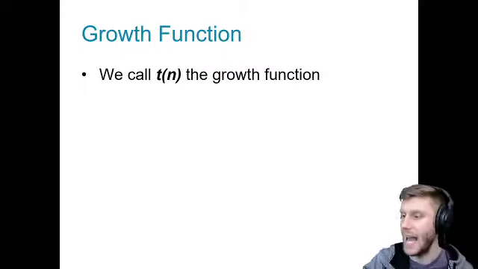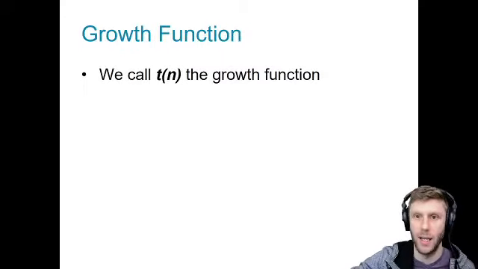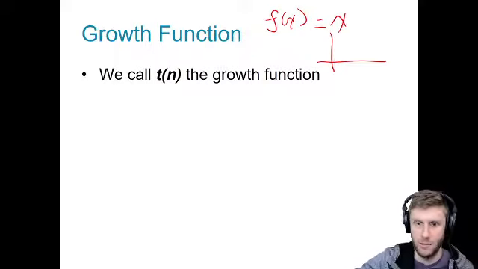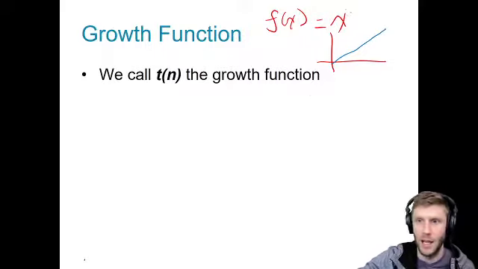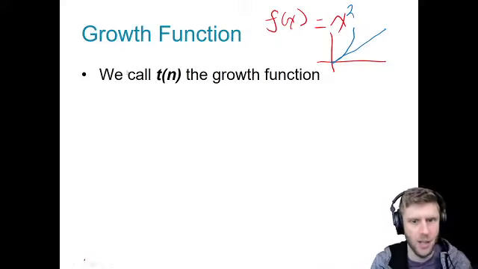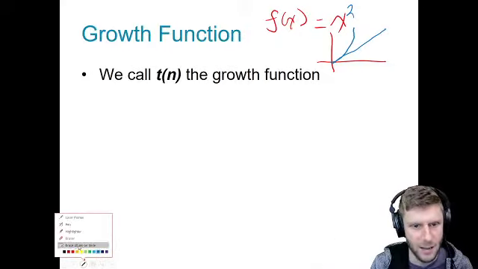So just like any other function, if I had the function f of x equals x, and I told you to plot that, you would go, okay, well, let's change the color. Blue. If I told you to plot this, it would look like this. If we had x squared, it would look like this, right? This is just function plotting. This should not be new. This should not be crazy ideas.